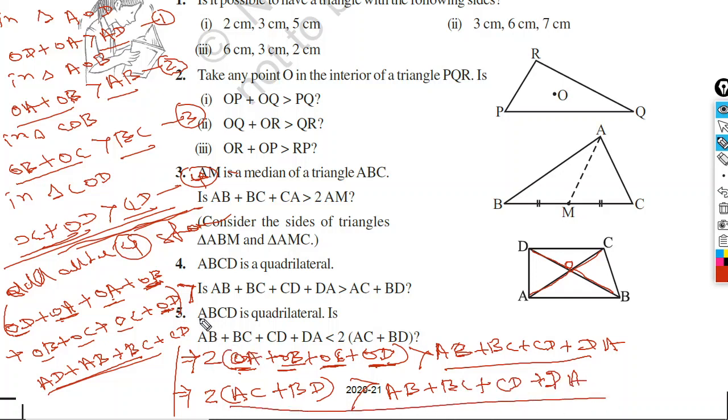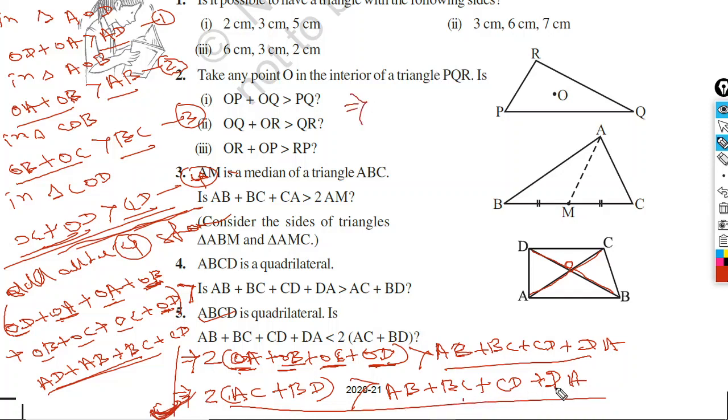Look at question number 5. AB plus BC plus CD plus DA is less than 2 into AC plus BD. Here we have 2 into AC plus BD is greater than. Same story. If 1 is less than 2, then 2 is greater than 1. Or otherwise you can reverse the position. We'll continue.